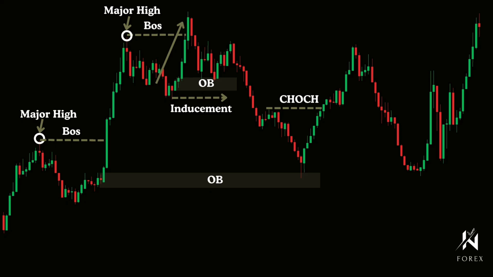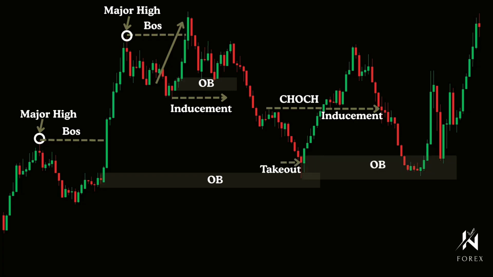Once a CHOCH is identified, our strategy shifts. We must now wait for the market to take out the inducement level before acting. In this example, the most recent low serves as that internal level. Once that's taken, we anticipate price returning to a valid order block.